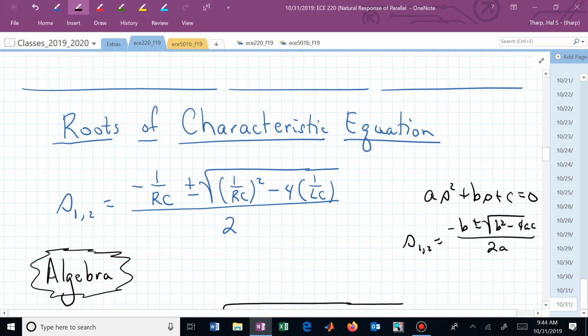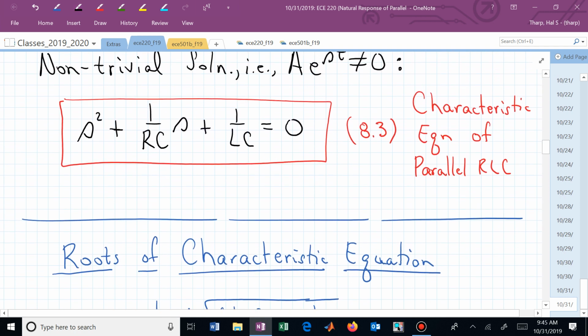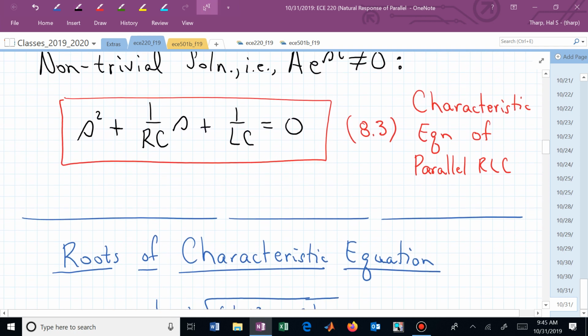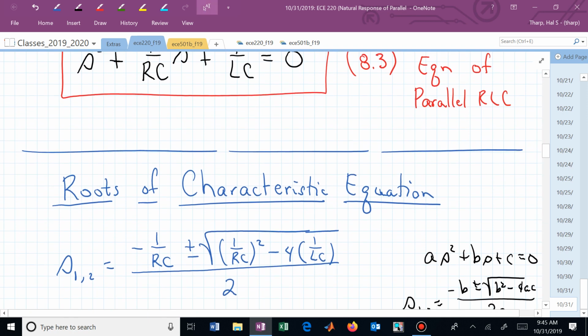And associating a, b, and c, lowercase c, that's not a capacitor, in that generic little a s squared plus little b s plus little c equal to 0, now you associate the appropriate lowercase a, b's, and c's in this structure, and you can now determine an expression, a functional form, for the different solutions, S sub 1 and S sub 2, for that quadratic expression in terms of the r's, the l's, and the c's.